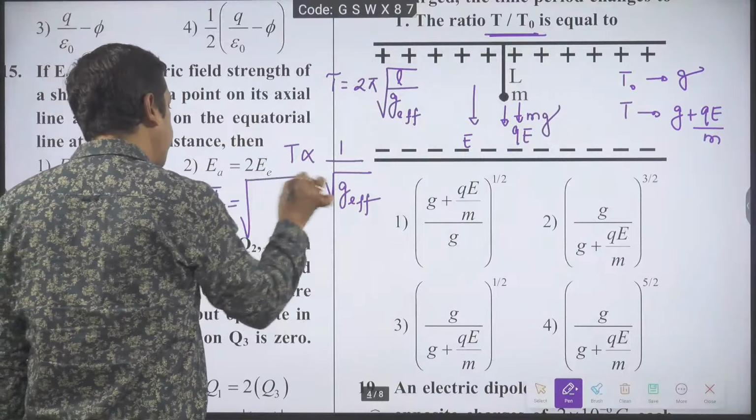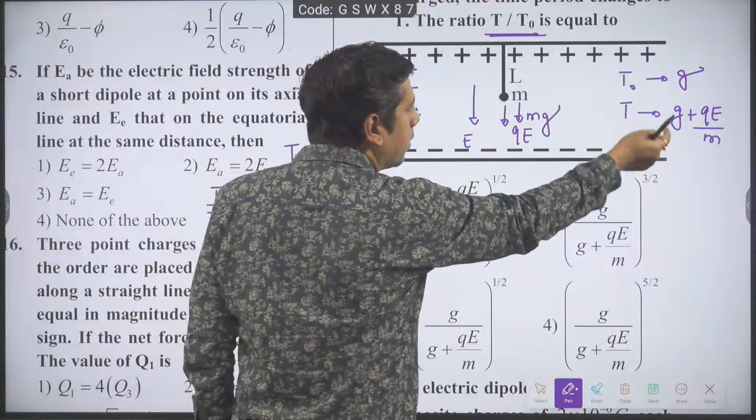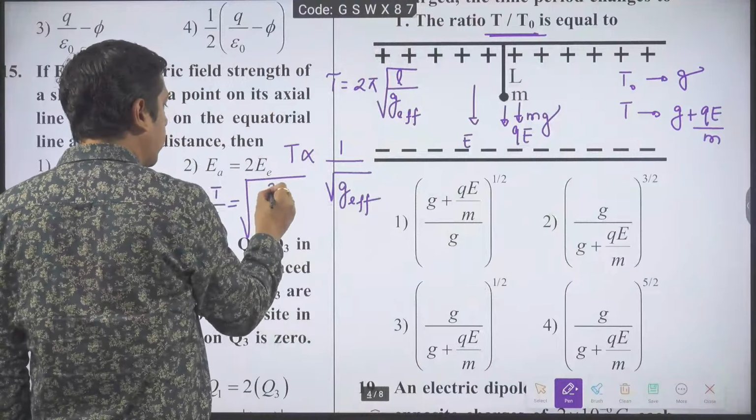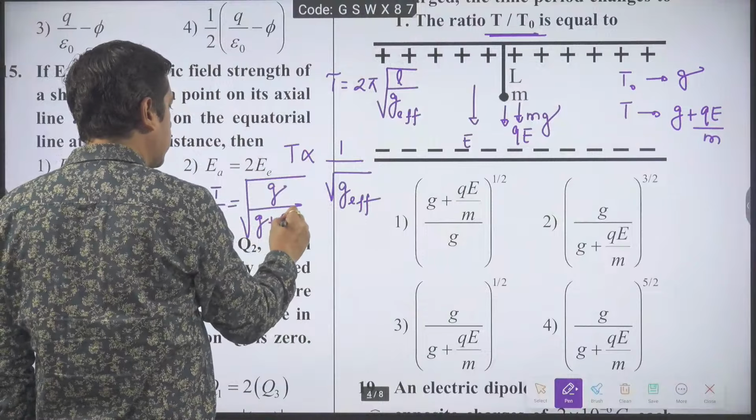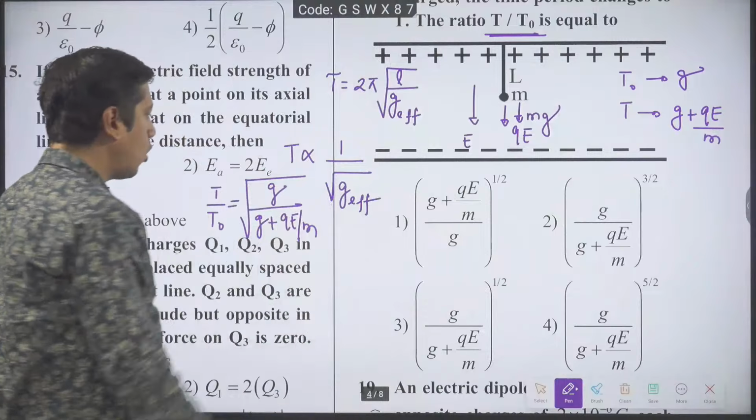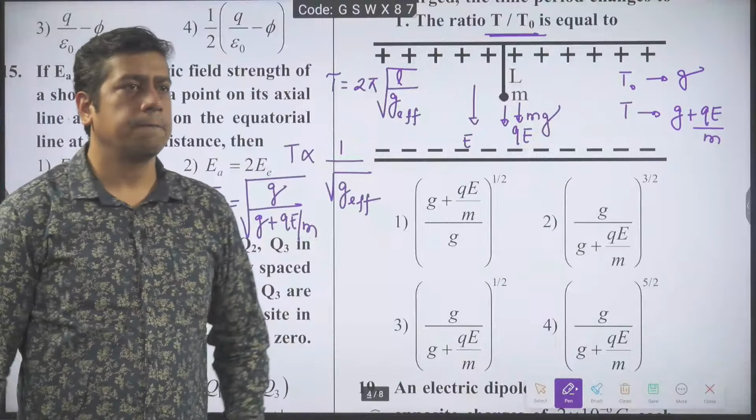T by T naught will be root. Invert it, we will put g corresponding to T naught, and here we will put g plus QE by m. So option number 1 is correct.